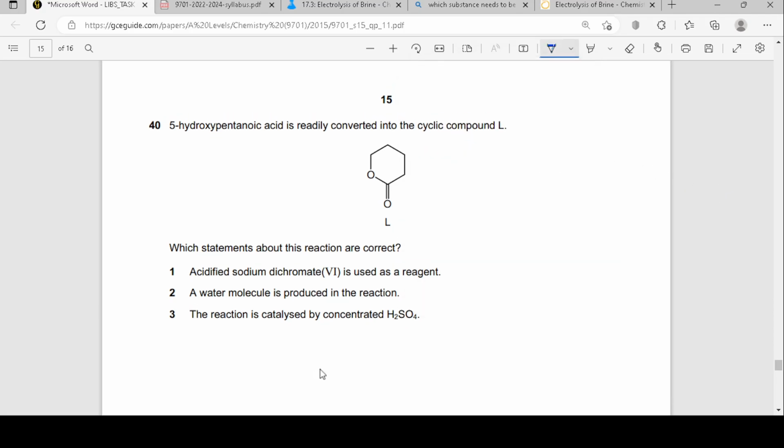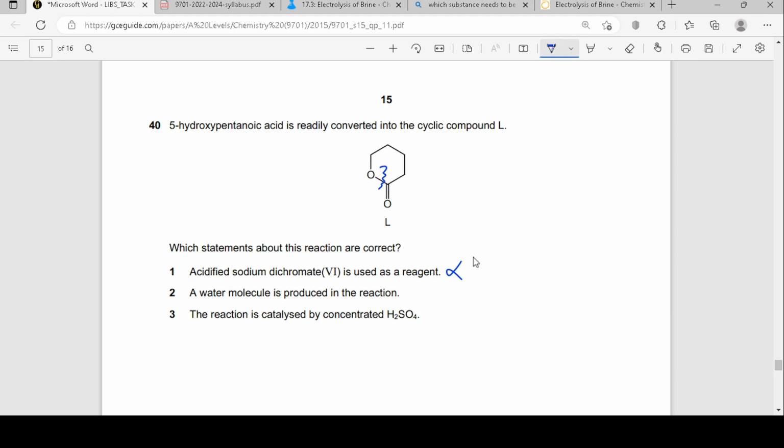So 5-hydroxypentanoic acid is readily converted into cyclic compound L. If you hydrolyze it, then yeah. So which statements about this reaction are correct? Acidified sodium dichromate(VI) is used as a reagent. No, because that is actually an oxidizing agent, and you're not really oxidizing. This is basically just esterification. You're reacting an alcohol with a carboxylic acid. One side has an alcohol and one side is a carboxylic acid, and then they combine to give you a cyclic ester, I suppose.